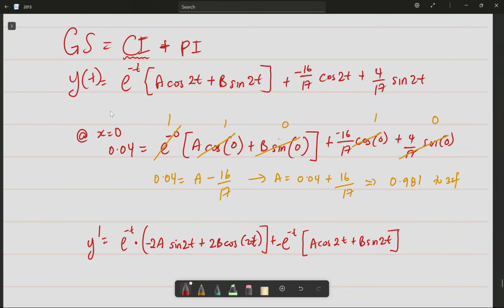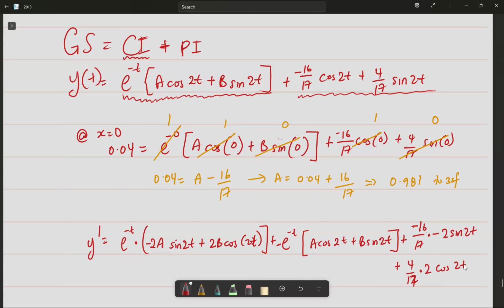So that's us differentiating this section. Now we have to differentiate this section. So that becomes, add to it, negative 16 over 17 cosine makes it negative 2 sine 2t plus 4 over 17 times 2 cosine 2t.